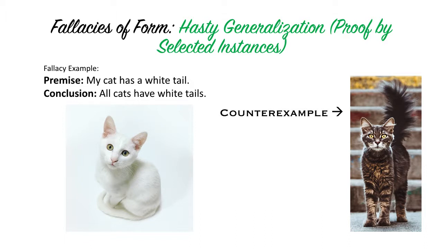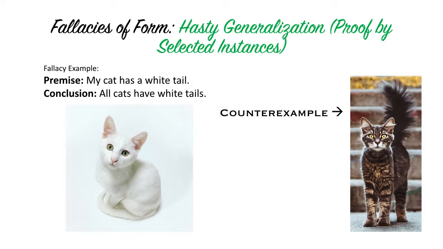Here's an example. All cats have white tails. I know this because my cat has a white tail. Now, of course, if you know anything about cats, you know that this person is in error. Just because their cat has a white tail doesn't mean that all cats have white tails. It only takes one counterexample to disprove a generalization like this. So, of course, you can't expect that you can make a generalization like this with only one example.